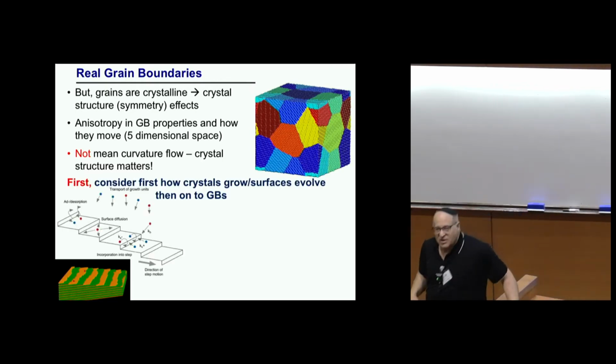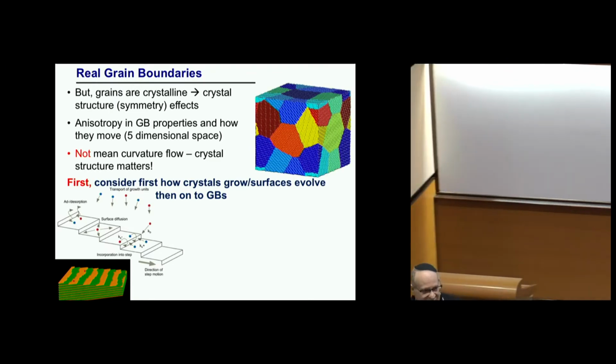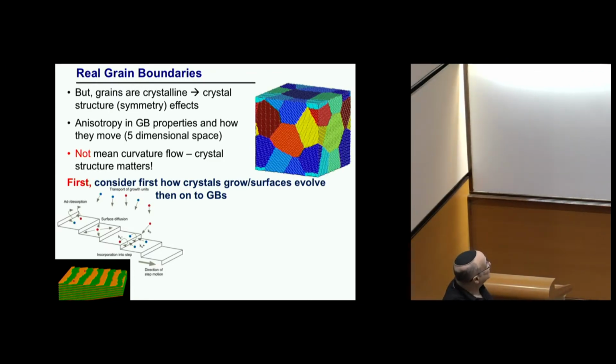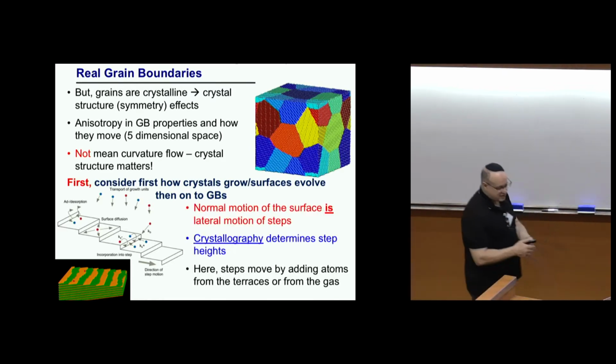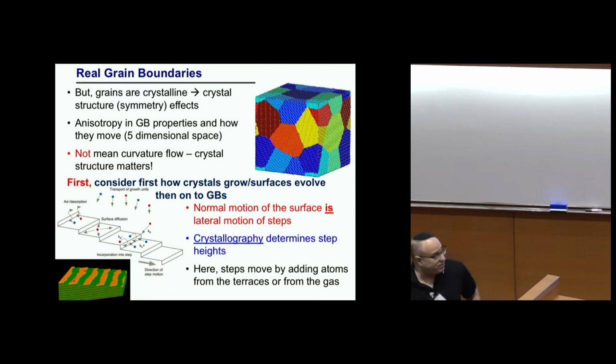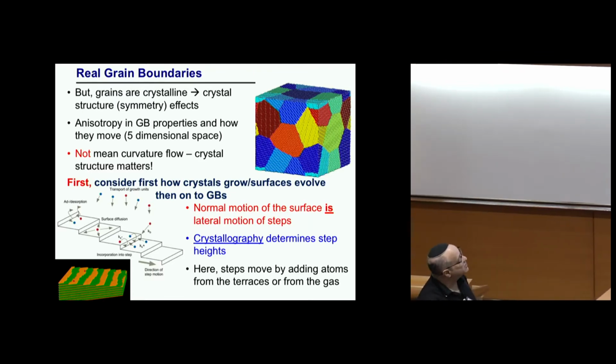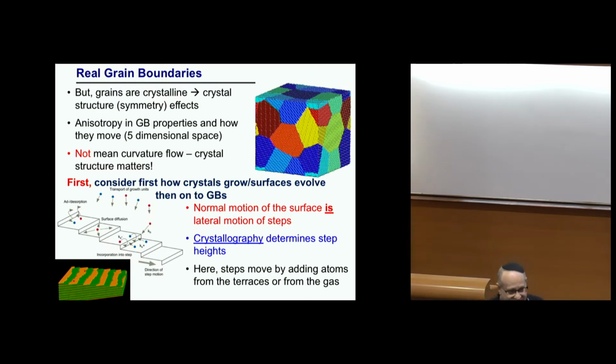And to start, I'm going to talk just very briefly about what happens on a free surface. So if I have a free surface like this, and I add atoms from the gas, they can come down, they can land on these terraces, and they can move back and forth, and they can attach to steps. So the way the surface moves up this way is by attaching atoms to the steps, and the steps move laterally. So it's the lateral motion of the steps which gives you the normal motion of the interface or the surface. Okay, so normal motion of the surface is the lateral motion of the steps.